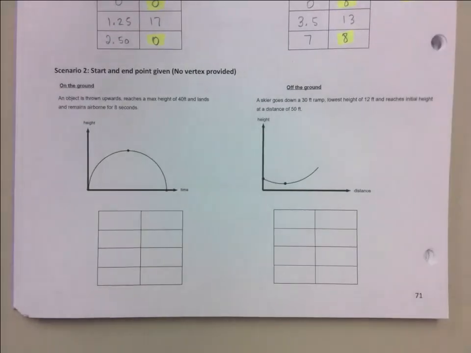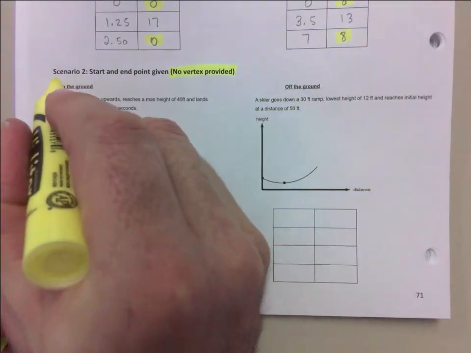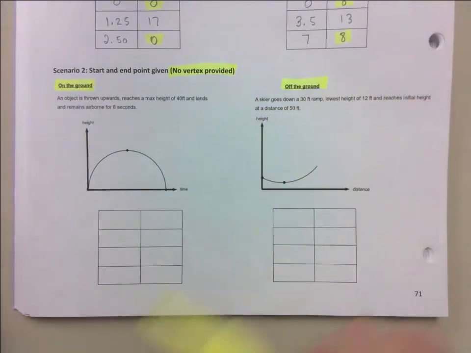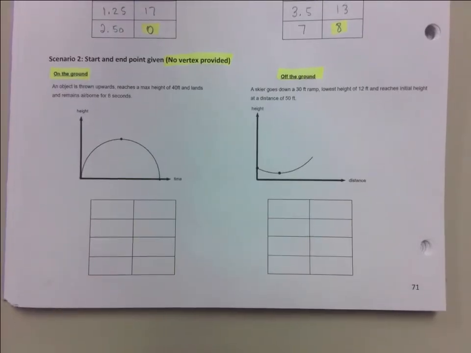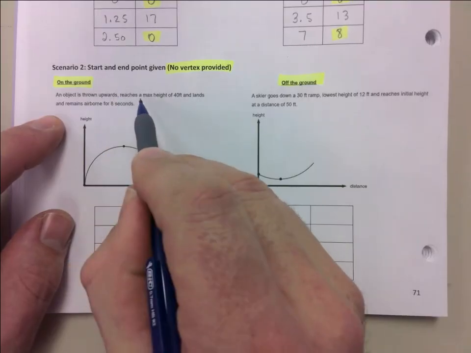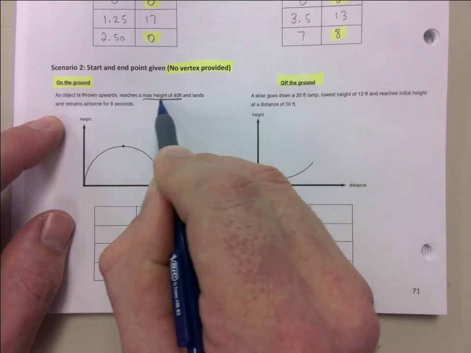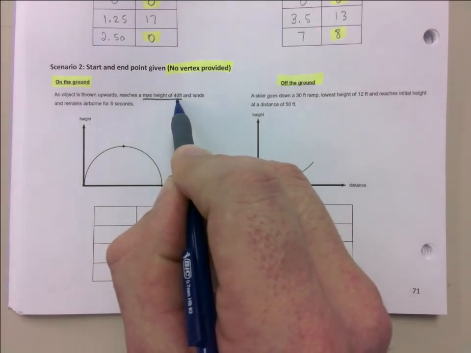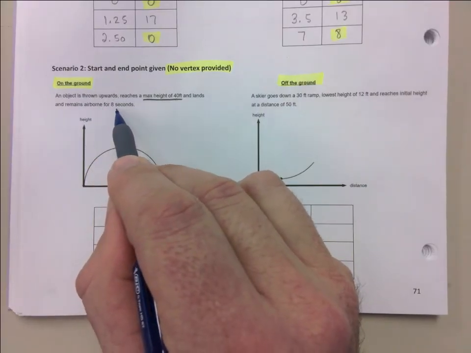No vertex provided. Okay, there's no vertex provided. So still on the ground, off the ground, we're still dealing with the same situation here. And remember, symmetry is always there. Okay, so here an object is thrown upwards, reaches a maximum height of 40. Maximum height of 40. So you might think, hey, the vertex is there, and lands and remains airborne for 8 seconds.